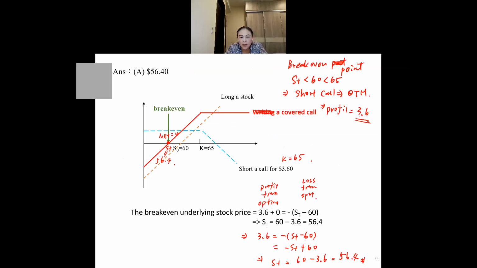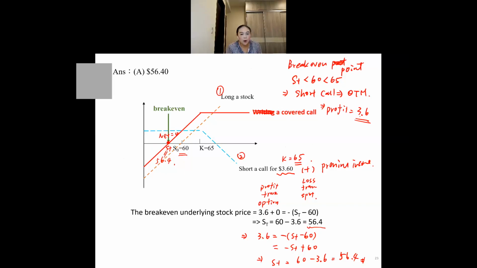Let's take a look at this example here. Your first position is long a stock with S0 equal to 60. Secondly, you short a call with K equal to 65, and then you earn a premium income. So basically, your break even is where your loss in the spot position compensates your gain in the options position. So ST would equal 60 minus 3.6, so it's 56.4.